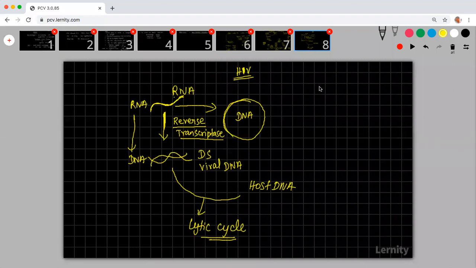No, it is not. Okay. So only there are certain viruses which are having RNA, which is having this enzyme which is called reverse transcriptase.